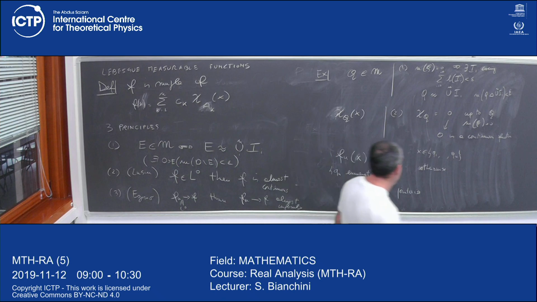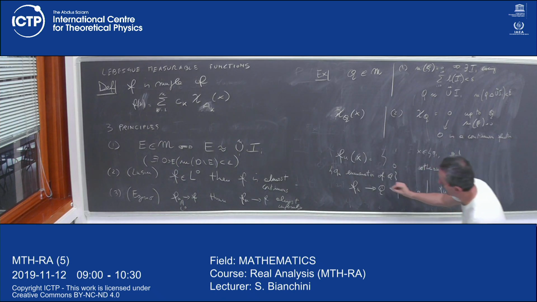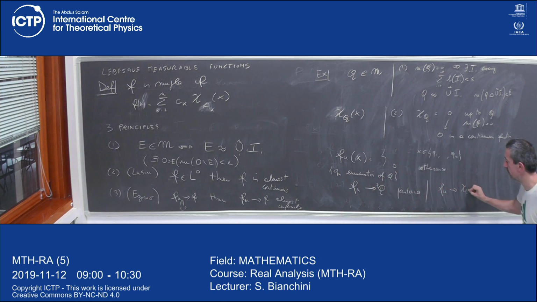Clearly, Fn compared to, sorry, this is the characteristic function. Fn converges to the characteristic function of Q uniformly in R minus Q. But it's almost trivial. But you see that even a function which seems quite bad actually is not that bad. So this is the meaning of the principle. Are you okay with this? More or less. It seems strange, but then you have to digest it.